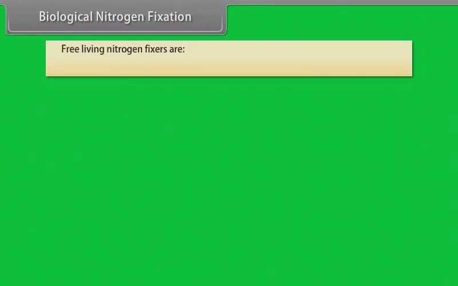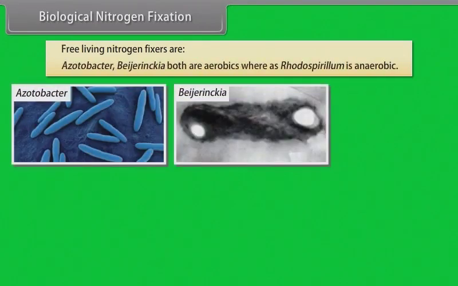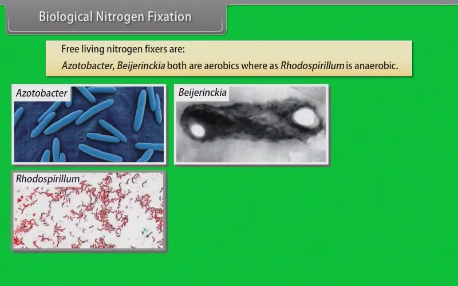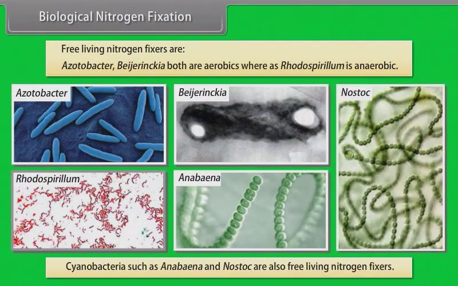Free-living nitrogen fixers are Azotobacter and Beijerinckia. Both are aerobic, whereas Rhodospirillum is anaerobic. Cyanobacteria such as Anabaena and Nostoc are also free-living nitrogen fixers.